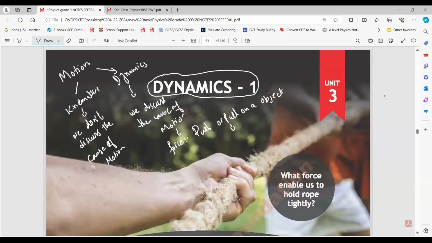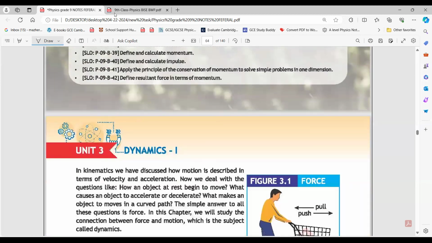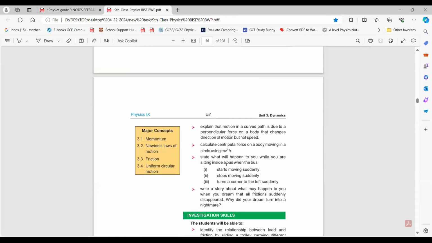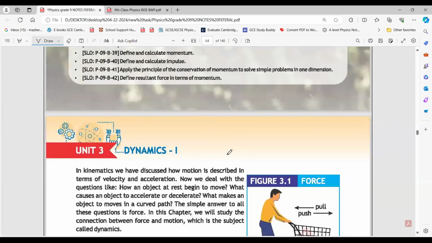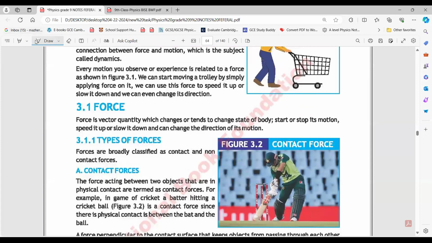What force can do, it can change direction, it can change motion, it can change the state of the body, and so forth. There are four things that a force can do, and it was right here. I'm circling it out for you. Force is a quantity which changes or tends to change the state of body, start or stop its motion, speed up or slow down, and can change the direction of motion. These are the four things that a force can do.